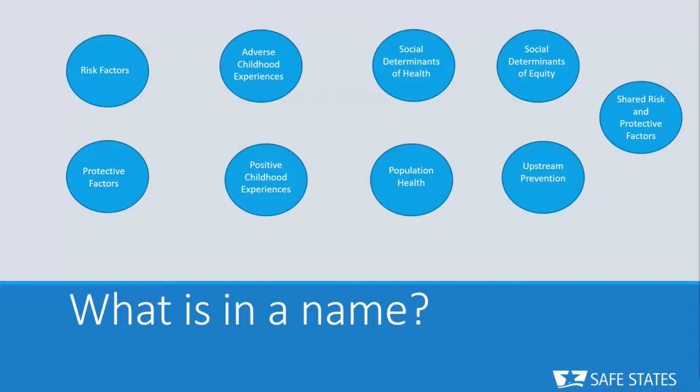You also will hear a lot about social determinants of health, of course. This is a common term. A lot of the chronic disease programs that I've worked with over the years, when we first started talking about shared risk and protective factors, would say, we don't really work on shared risk and protective factors, but we do work on social determinants of health. And we're trying to take like a place-based approach to addressing chronic disease.